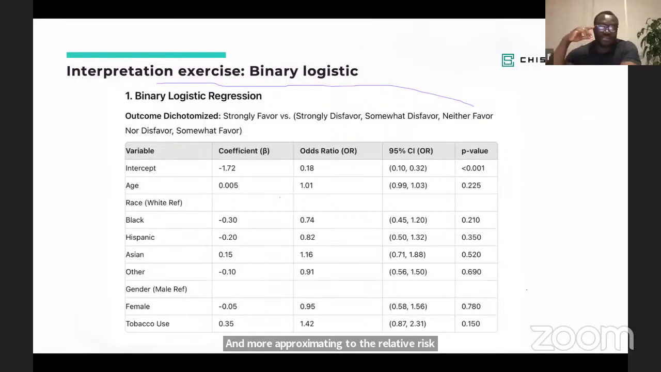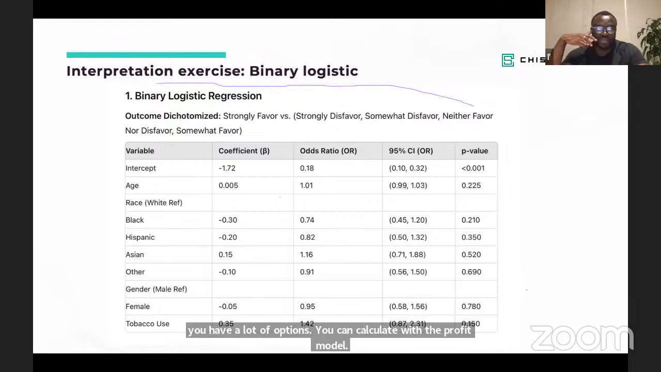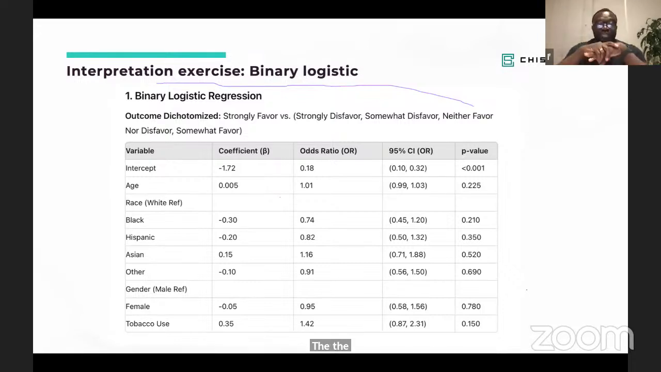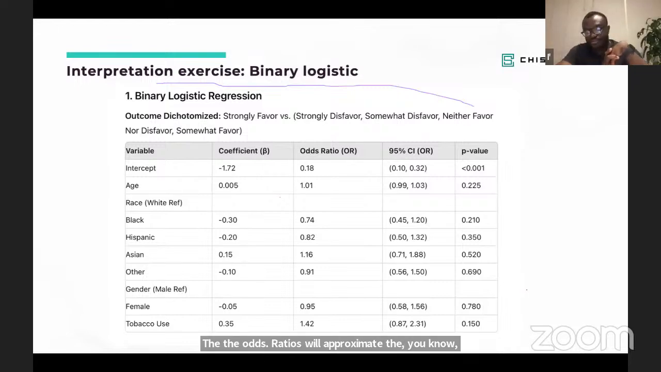So you have a lot of options. You can calculate probabilities with the probit model. You can calculate odds ratios in a binary logistic regression model. You can calculate prevalence ratios in a Poisson model with an outcome of 0 and 1. Ultimately, the choice will be determined by how prevalent the outcome is. If it's a common outcome, then you might want to use prevalence ratios. If it's a rare outcome, it doesn't matter, because the odds ratios will approximate the relative risk or the prevalence ratios anyway. I hope that is clear.